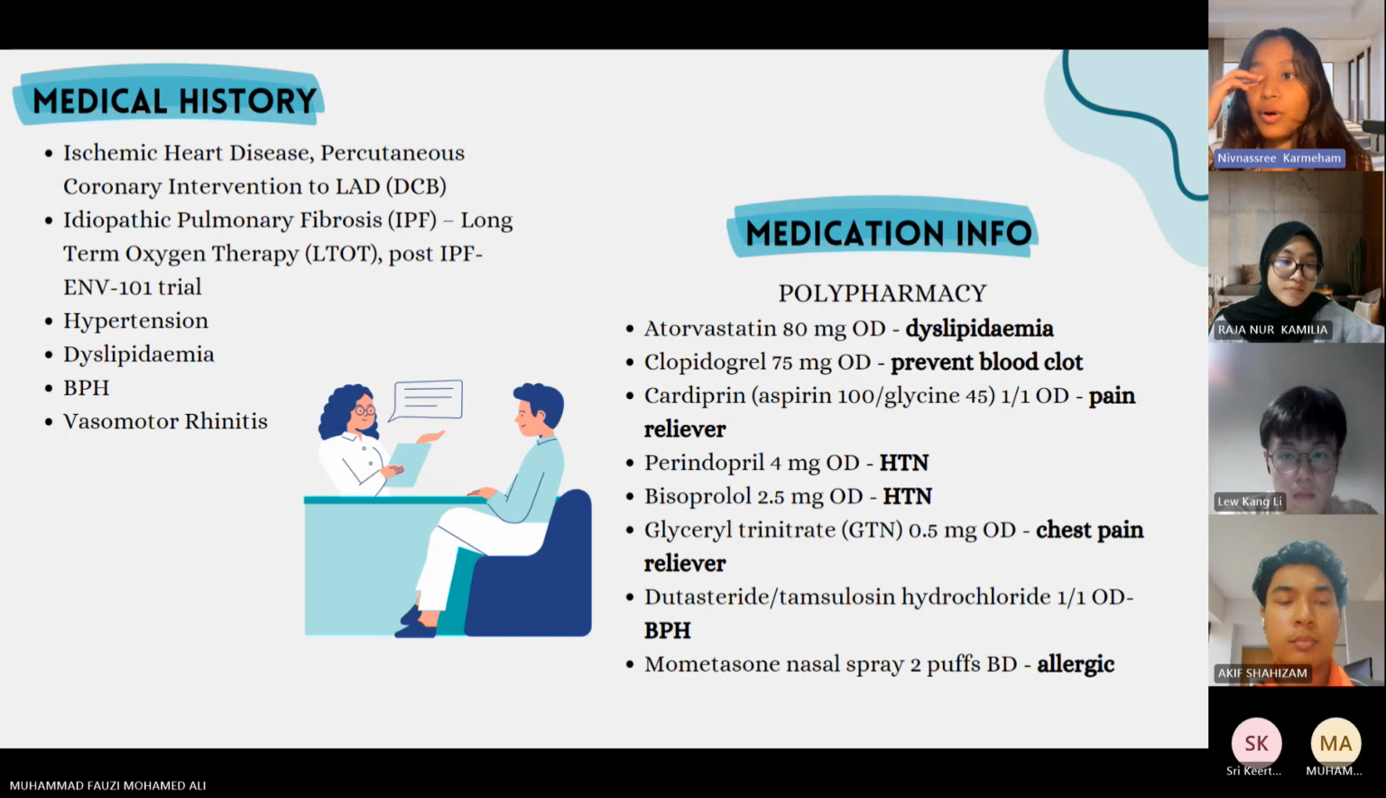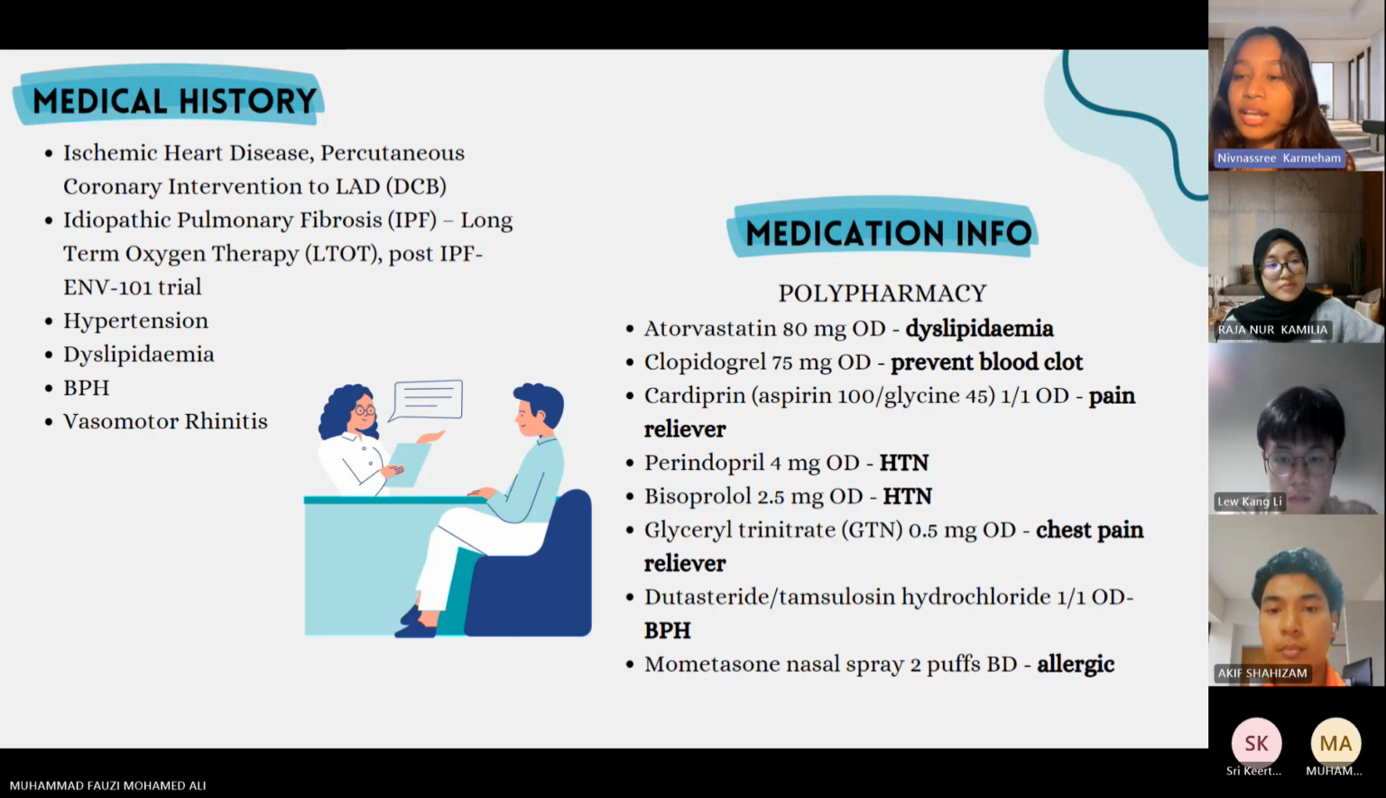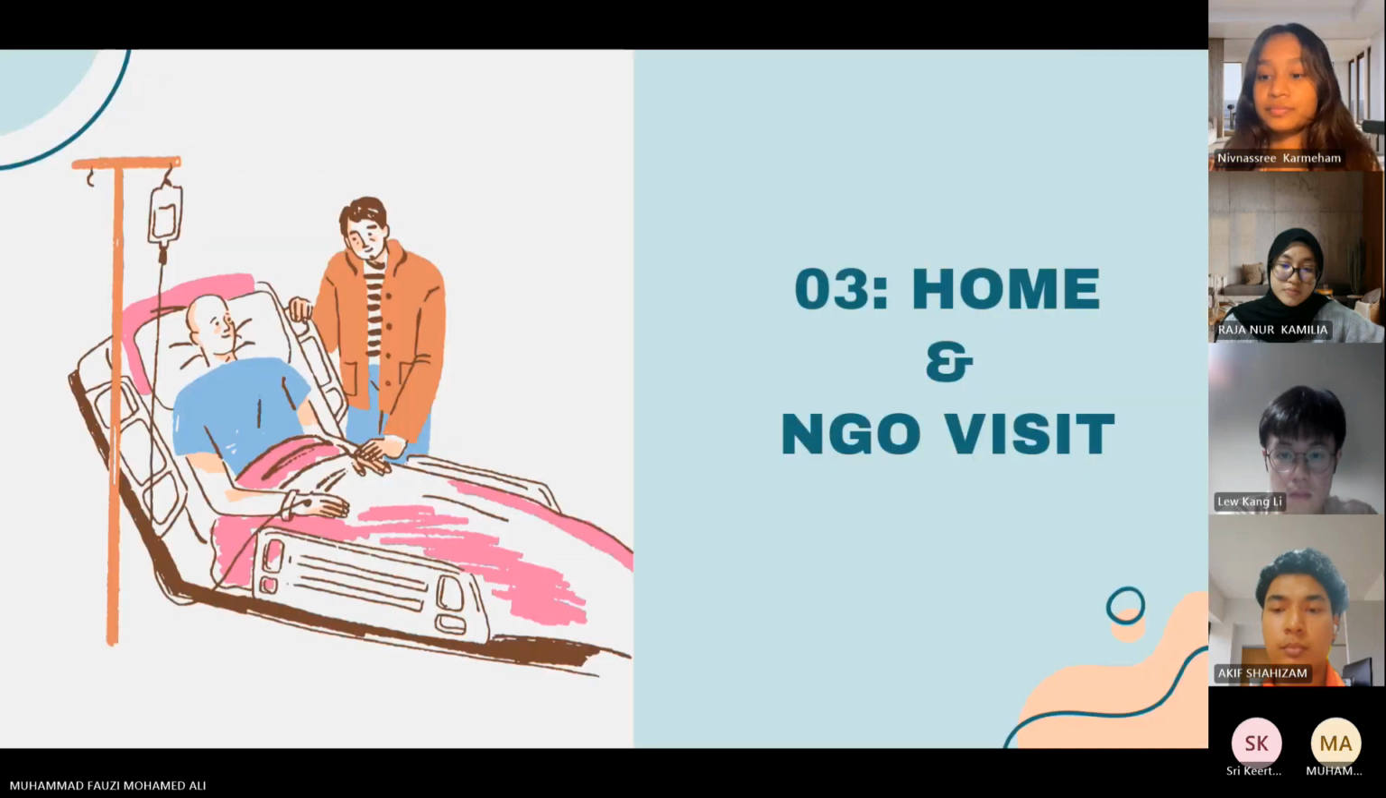So, medication information on our patient, as shown on the screen. Atorvastatin is for his dyslipidemia, clopidogrel is to prevent blood clots, cardiprine is for pain, perindopril is for his HTN, bisoprolol is also for his HTN, and glyceryl trinitrate is to relieve his chest pain. Dutasteride, or what we call tamsulosin hydrochloride, is for his BPH, and finally omeprazole nasal spray is for his allergic reactions.